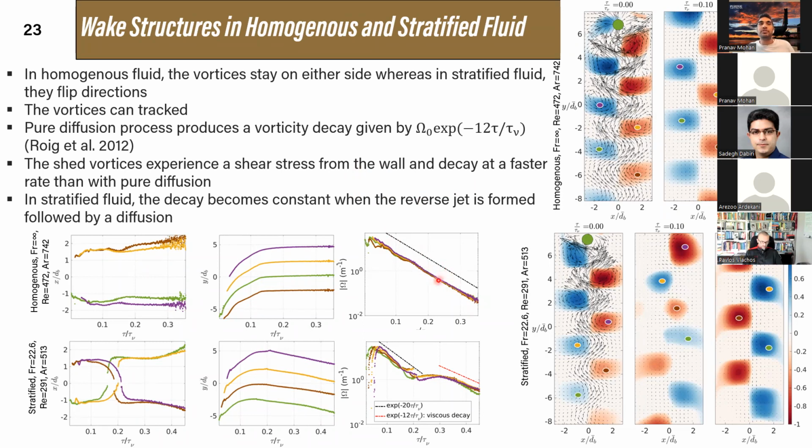Things get more interesting in stratified fluids, when the vortices are released, they again follow this minus 20 slope. That means the shear stress from the wall is acting on them. But then something really interesting happens, and they become constant, followed by when the flow becomes more quiescent.